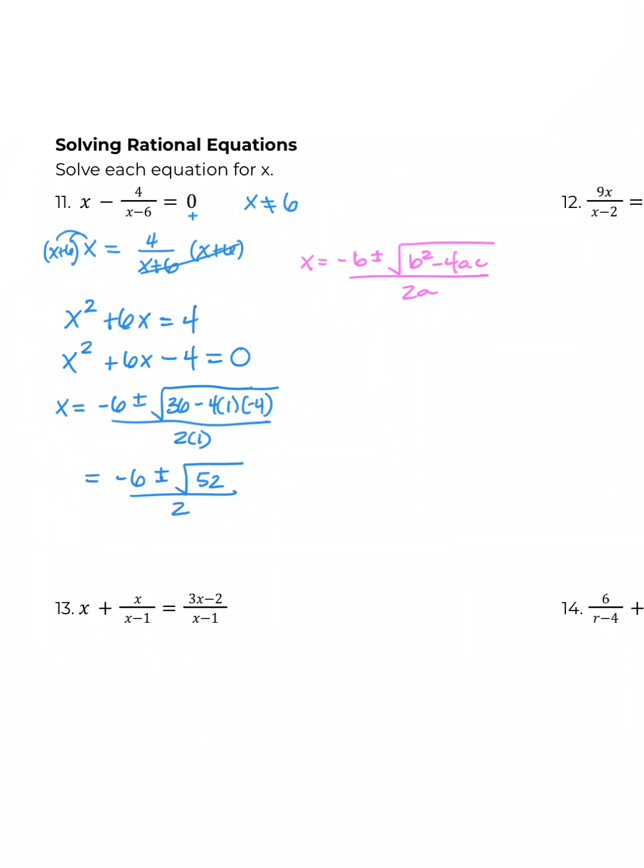The square root of 52, I can break it up into the square root of 4 times the square root of 13. And so that's really 2 square roots of 13. And then I noticed that the -6 and the 2 can both be divided by the 2 in the denominator. So we'll go ahead and do that to get our final form. So we'd get -3 plus or minus the square root of 13.